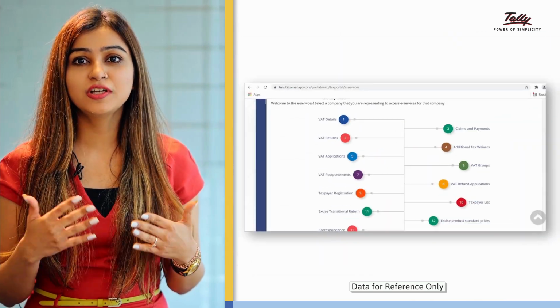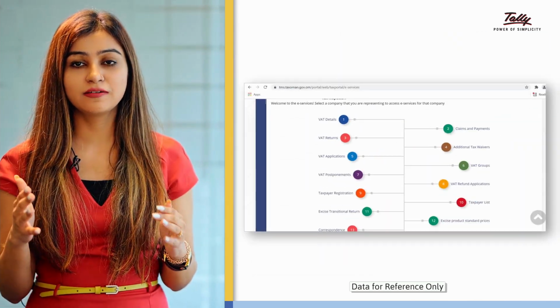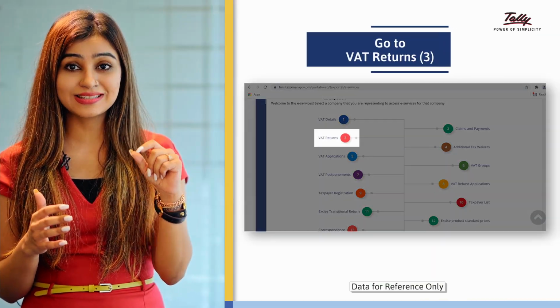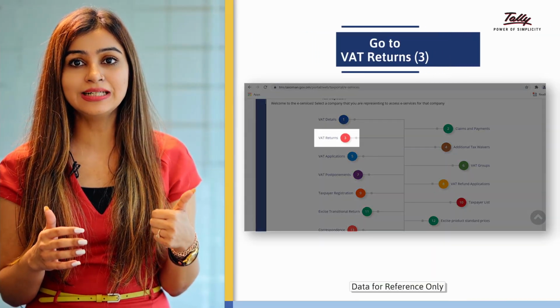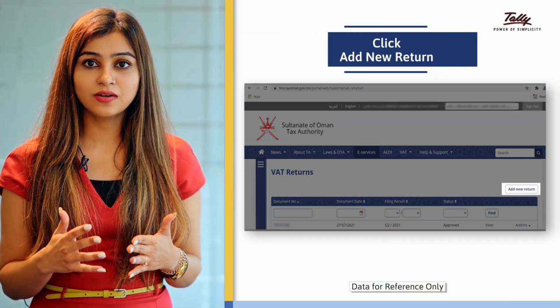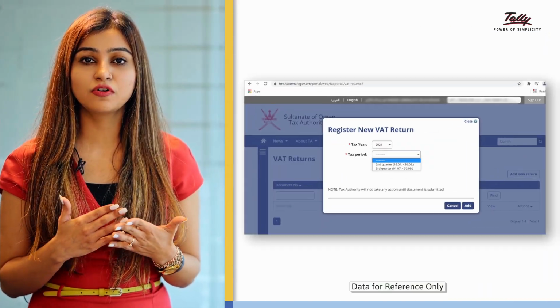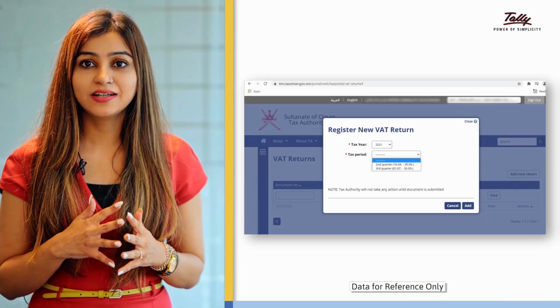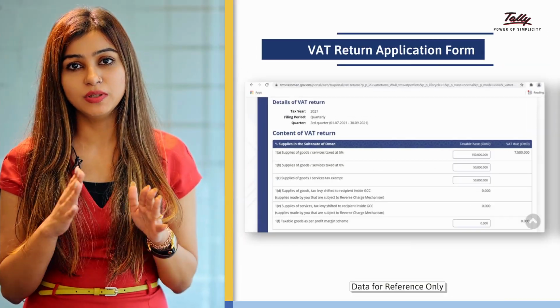A flowchart would reappear and this flowchart will show you different options. You click on the sequence number 3 which talks about the tax returns. Then you click on Add New Return. Once you click on that, the portal would request you for the tax year and the tax period and a new VAT return application form will be opened.